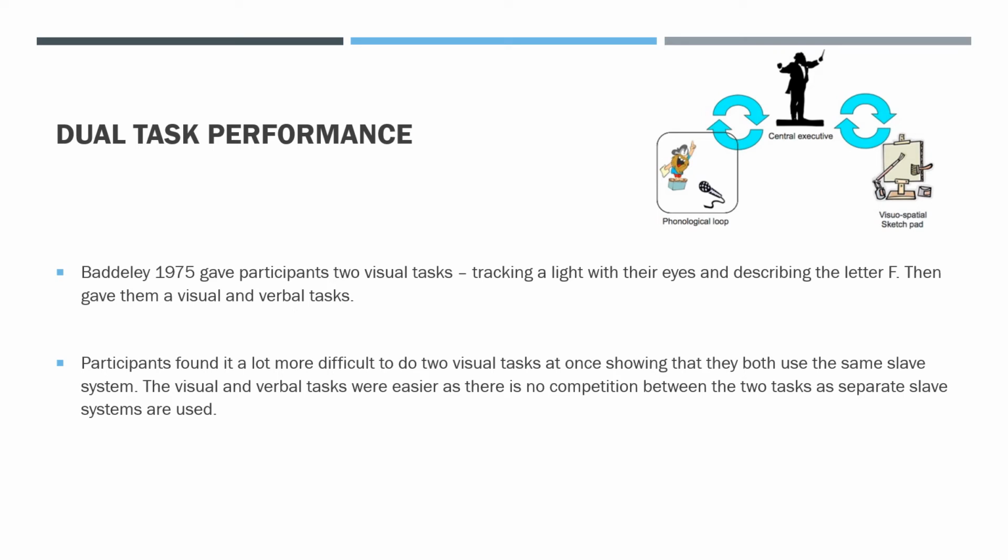I can't put 2 things in there. You will be able to do it just about. So they could do tracking a light with their eyes and describing the letter F. It was just a lot more difficult and took a lot more time. And that's because there's a competition in the VISUO-SPATIAL SKETCHPAD.